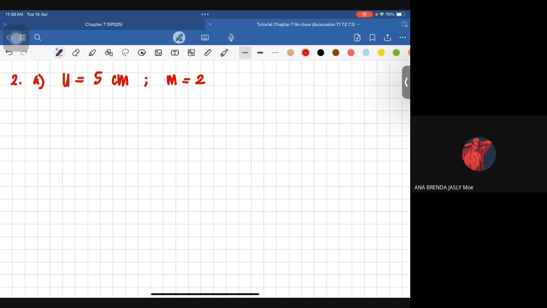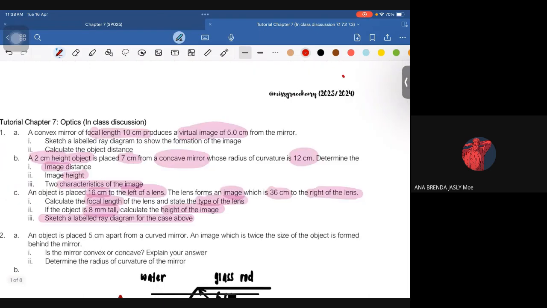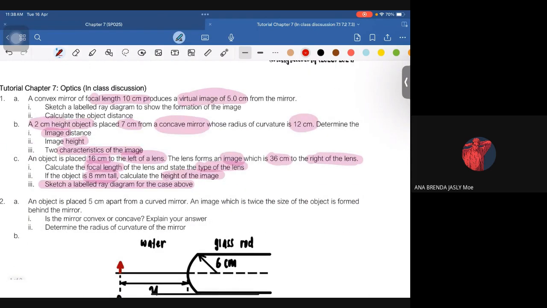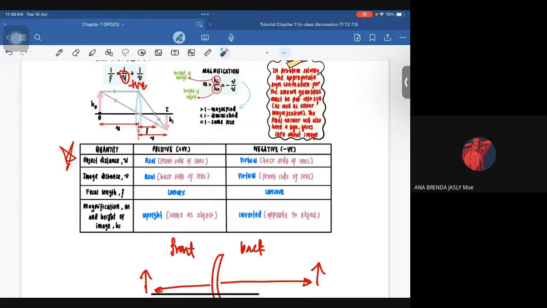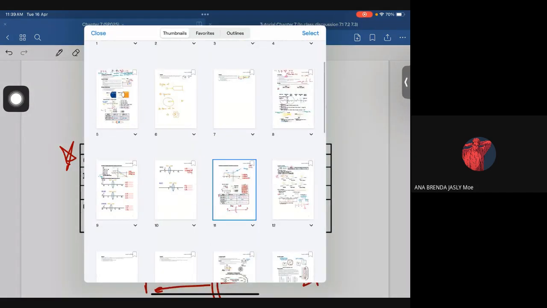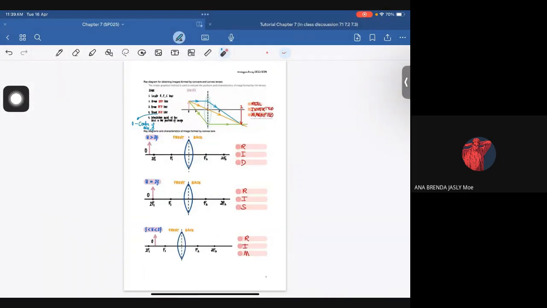So sekarang ni based on this information, dia suruh kita determine what type of mirror. Is it a convex mirror ataupun concave mirror? So untuk soalan macam ni yang tidak guna calculation, you have to memorize the case. Okay, case dia tu maksud saya adalah this situation here. Kamu kena hafal lah case dia ni. Which characteristic is for which mirror.